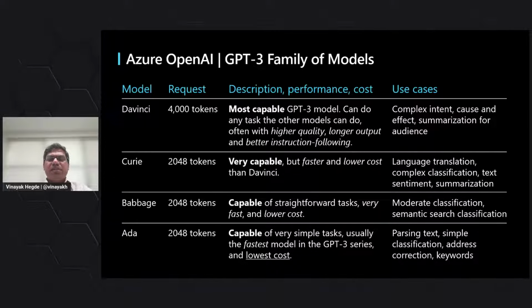So just to give an example, Curie can perform many of the same tasks as DaVinci, but it's much faster, and it can do it for almost 1/10 the cost, right? That is just one example about the cost. Another thing to talk about is what model to use when you're experimenting and exploring. Our suggestion is that you start with DaVinci and experiment, since it gives the best result.